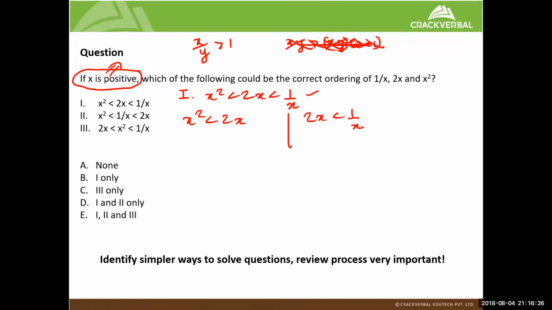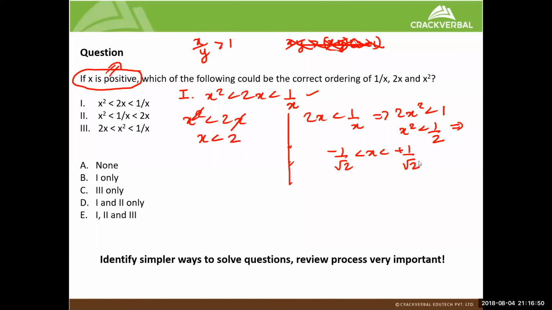Since x is positive, I can knock off x on both sides here. So I know x is less than 2. And since x is positive, I can write the second part as 2x square is less than 1. So x square has to be less than half. If x square is less than half, x will always be between minus 1 by root 2 and plus 1 by root 2. I cannot consider the minus 1 by root 2 aspect because clearly the question stem tells me x is positive.